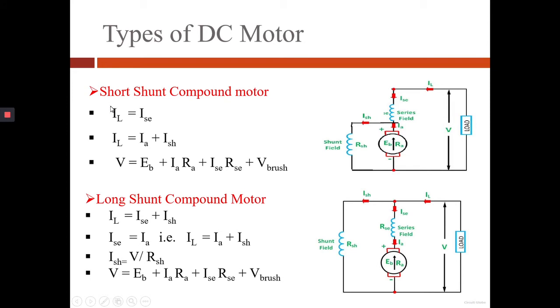And in case of short shunt compound motor, the shunt field winding is parallel to the armature winding, and both are in series with the series field winding. And in case of long shunt compound motor, the shunt field winding is parallel with the series combination of series field winding and armature winding.